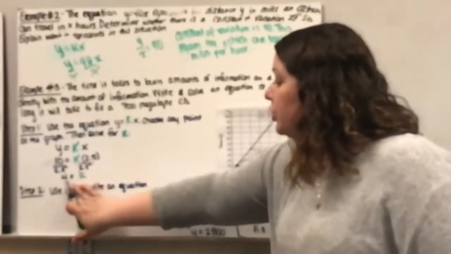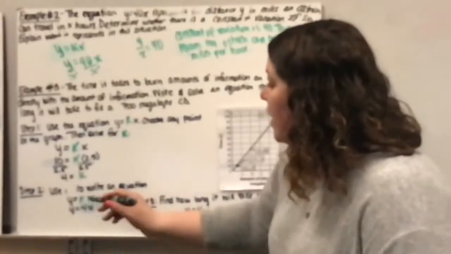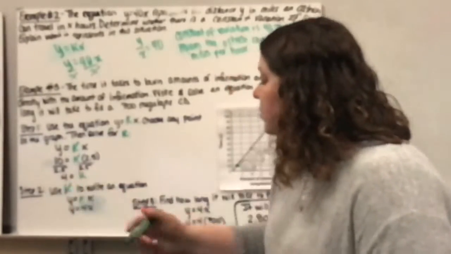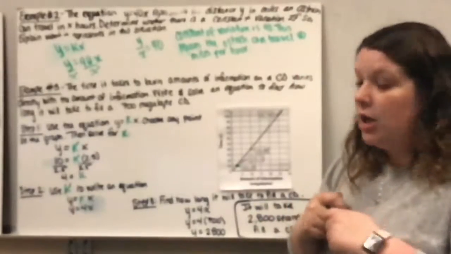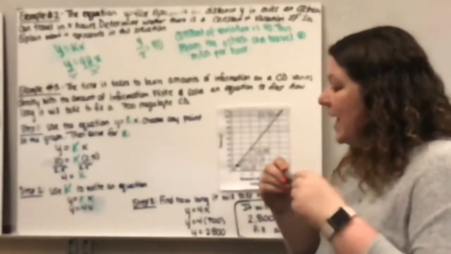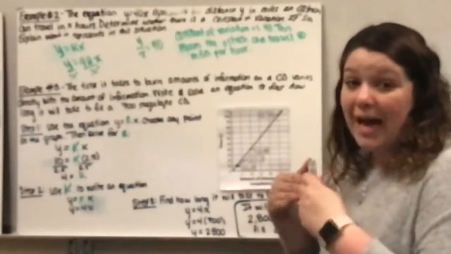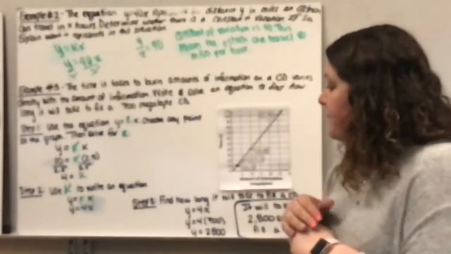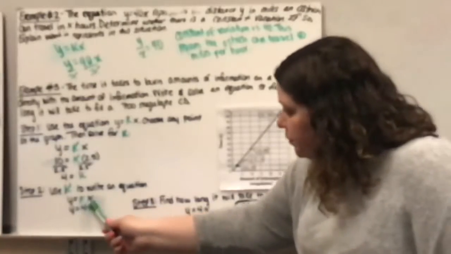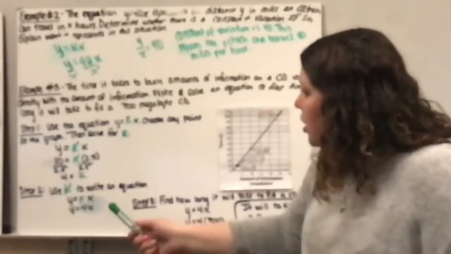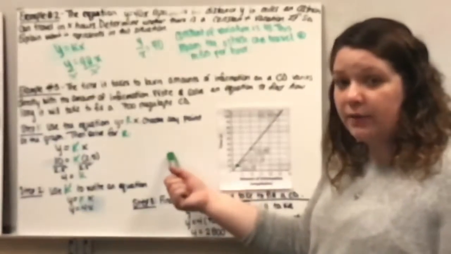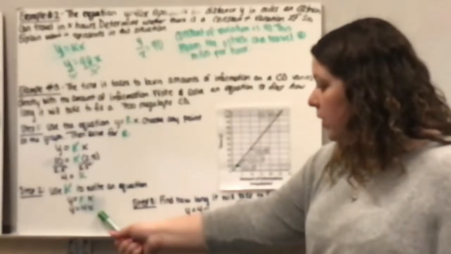Step 2, we're going to use what we found. So we're going to use that k that we found, and we're going to write an equation. So we're going to say that y is equal to k times x, and wherever k is, I'm going to replace it with 4. So y is equal to 4x. All right? So here I have my equation now. So the first thing I did was I found my constant of variation. Then I wrote my equation.